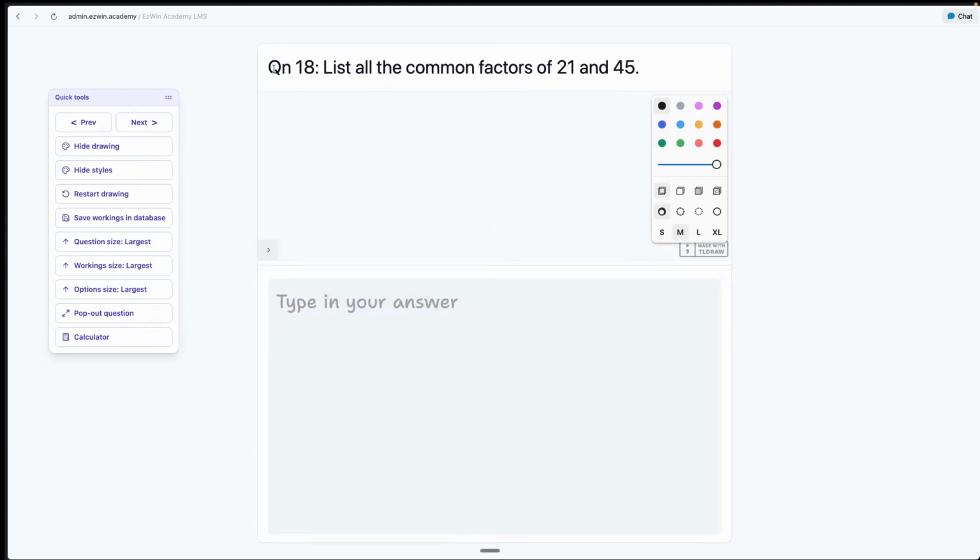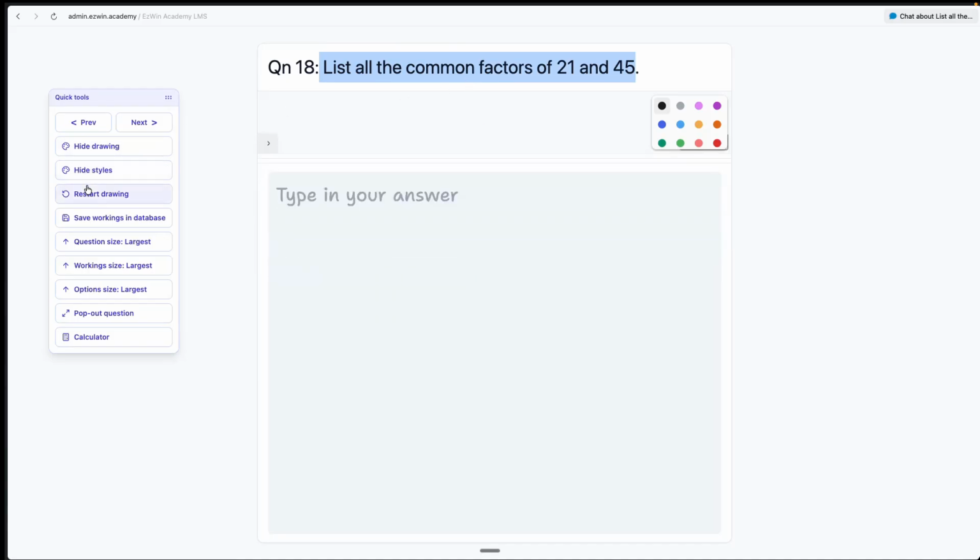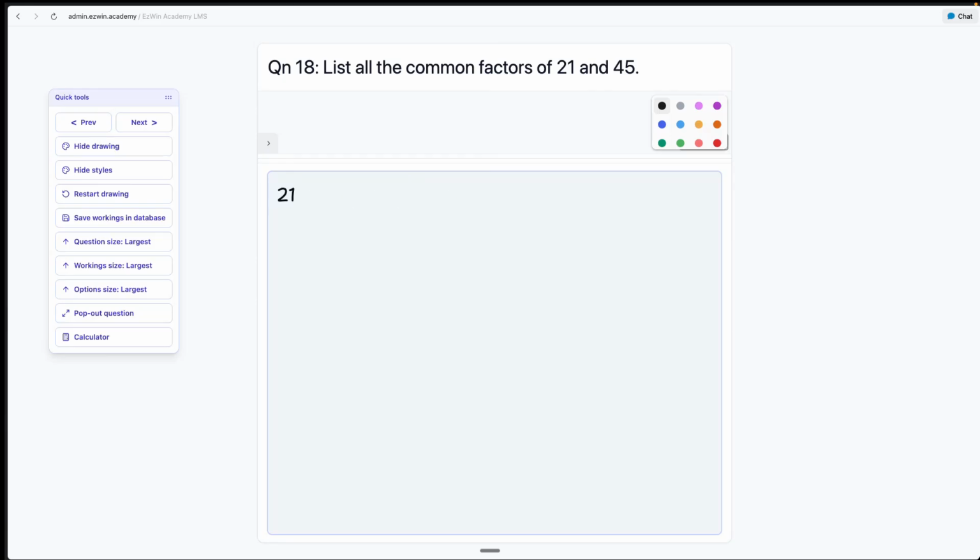Okay, next question. Question 18. List all common factors of 21 and 45. With this, it's pretty straightforward. We can write down the factors. So for 21, we can break this down: 1 times 21. Can we do 2? We cannot. We can do 3 times 7. Can we do 4? No. 5? No. 6? No. Then 7 times 3, and that's it. So this is for 21.